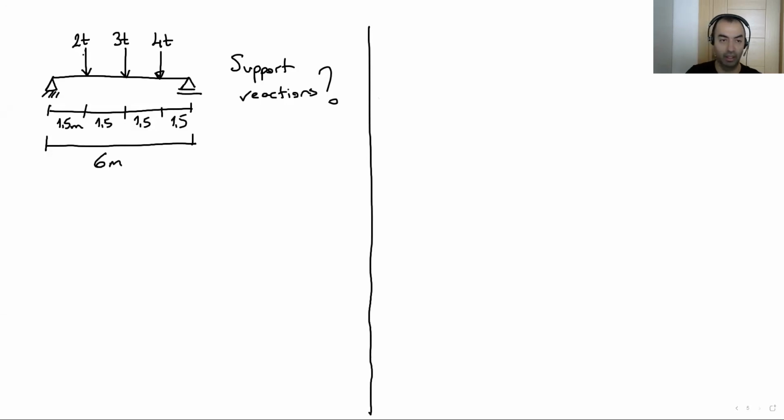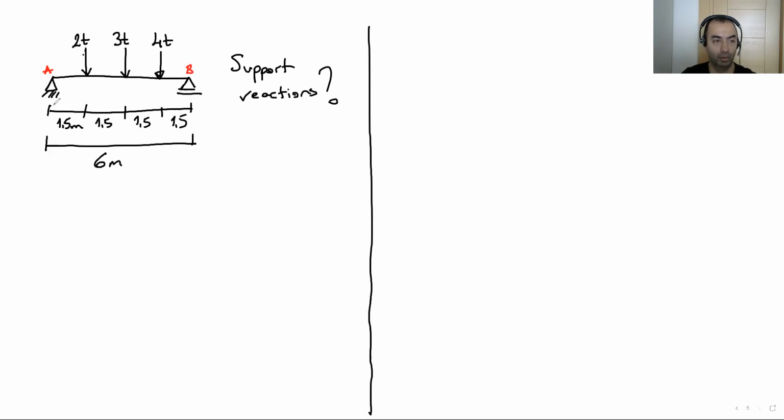So here we have 2 supports. Let's think of this as A and this as B. What kind of supports are these?